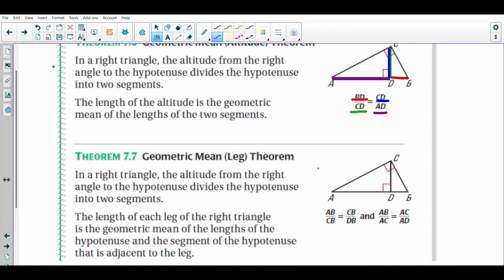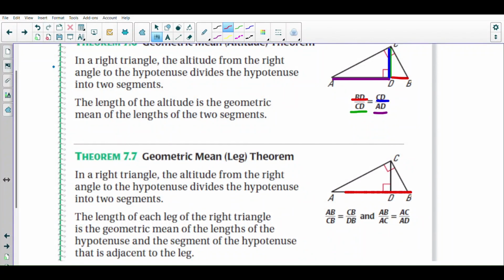In a right triangle, the altitude from the right angle to the hypotenuse divides the hypotenuse into two segments. The length of each leg of the right triangle is the geometric mean of the lengths of the hypotenuse and the segment of the hypotenuse that is adjacent to the leg. So yes, that is kind of wordy, but again, follow the steps.